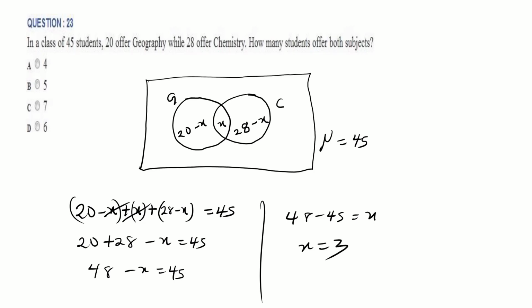That is okay. The answer is not in the options, sorry for that. The answer here is going to be 3. So 3 students offer both geography and chemistry.